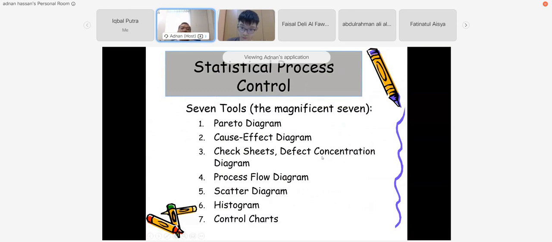Let me put this slide here. So these are the basic tools. Sometimes they call it the 7 basic tools. Do you see the same screen that I'm looking at now? Yes. Okay, so these are the 7 tools, or sometimes they call them the 7 old SPC tools. We have the Pareto diagram, cause and effect diagram, check sheet, process flow diagram, scatter diagram, histogram, and control chart. So these are what we call the 7 basic SPC tools. Sometimes people also call them the Magnificent 7.